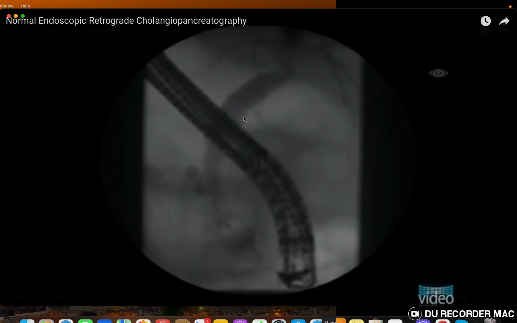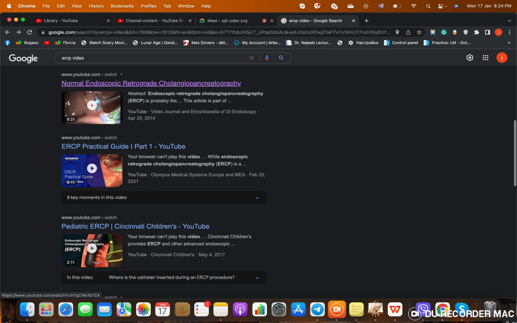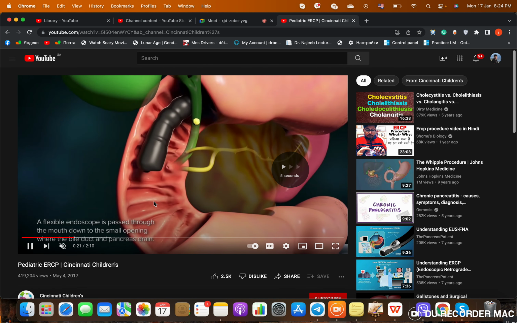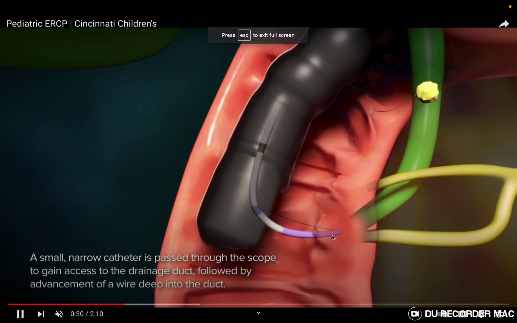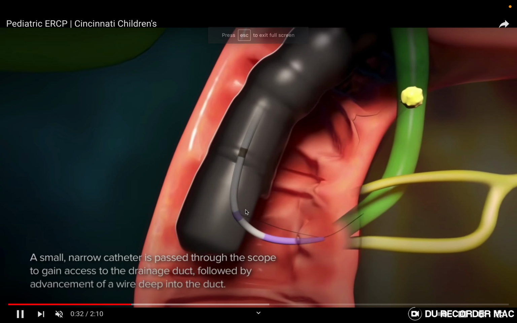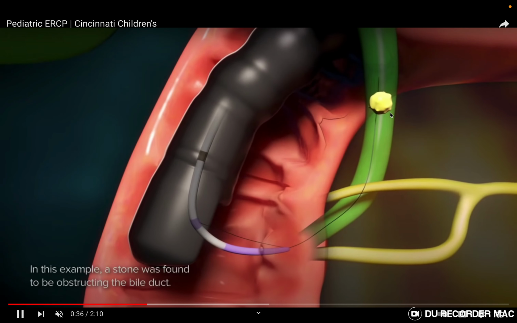So basically it's really an invasive procedure. You have to go all the way to the duodenum, and from the duodenum, after you reach it, you go to the papilla, you go inside, you put this little wire in it. If you have a stone, you can take it out. How to take it out?